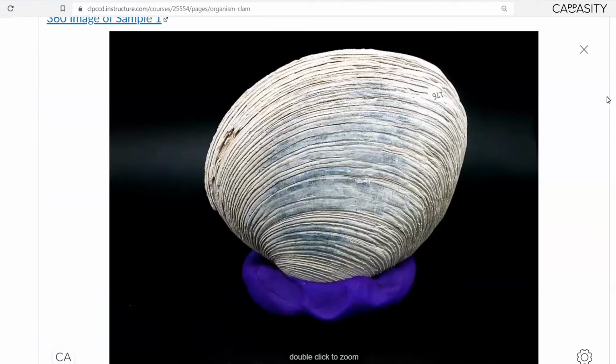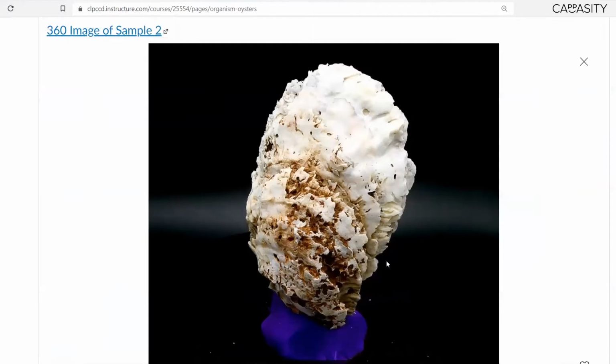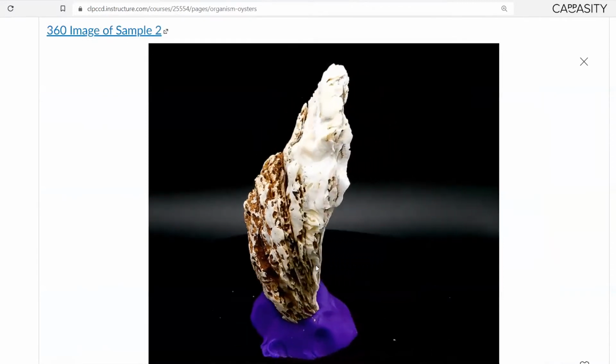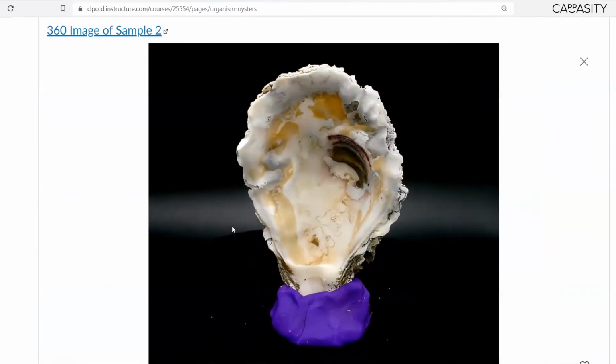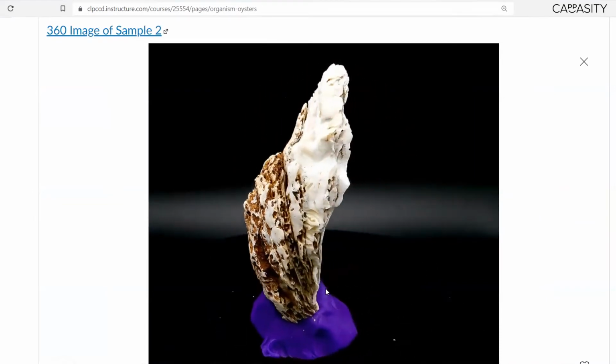In oceanography lab, it's really important that our students learn to tell the difference between a variety of marine organisms. One of the ones that can be a little tricky are the bivalves, so organisms that have two shells that fit together. One thing that Cappasity allows us to do is show them 3D renderings of these shells.